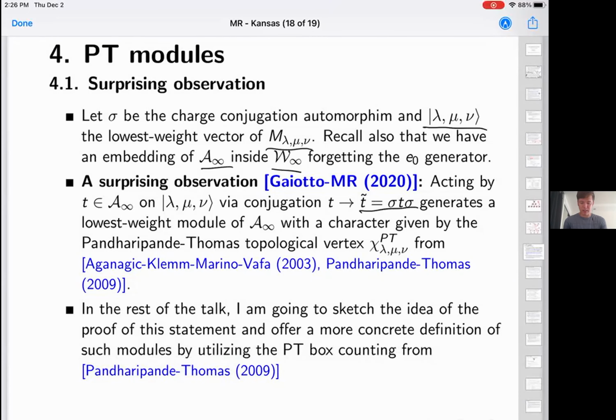Pandharipande-Thomas topological vertex. And in the rest of the talk, I'm going to sketch the idea of the proof of this statement and offer a more concrete definition of such modules by utilizing Pandharipande-Thomas box counting.